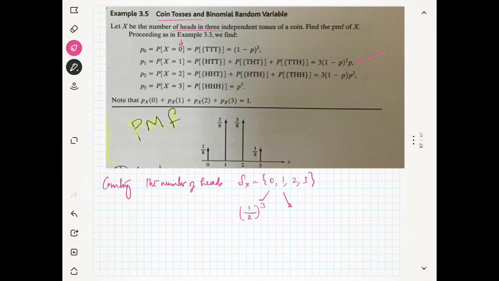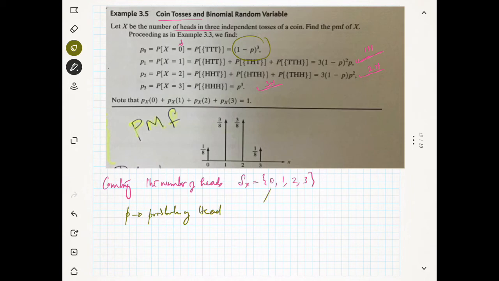Similarly, this is the case of one head, then this is the case of 2 heads, and this is the case of 3 heads. So you can get the probability of 0 heads as (1 minus p) cube. That's what I want to tell you, where p is the probability of head.